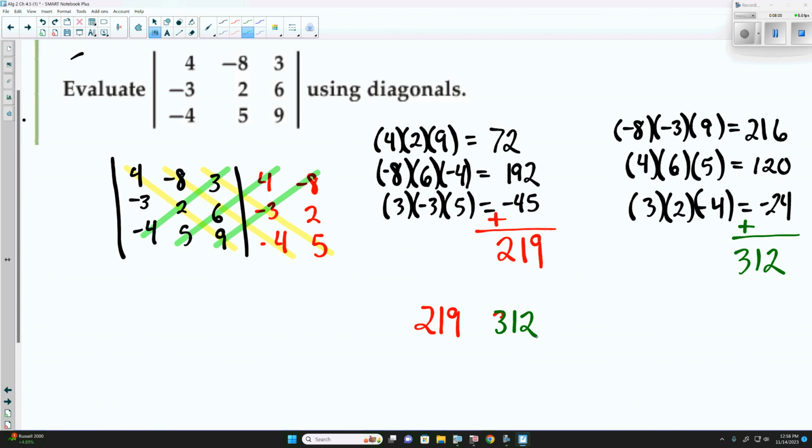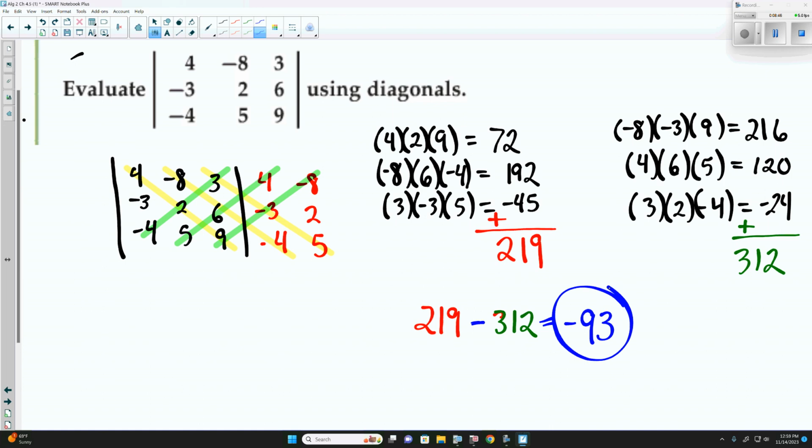Okay, so we took all the diagonals going from the left to the right and found their products, and the sum is 219. All the ones going from the right to the left, the products added together is 312. What we're going to do is subtract, left to right minus right to left, which gives us negative 93. So negative 93 is the correct answer. Questions on this here?